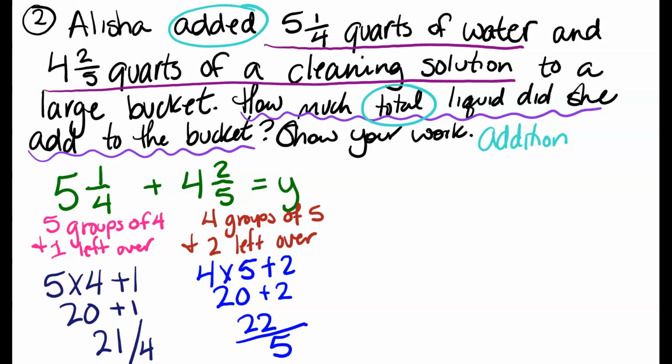So now I can rewrite my problem to add them back together. I have 21, oh that's really bright, let me try a different color.